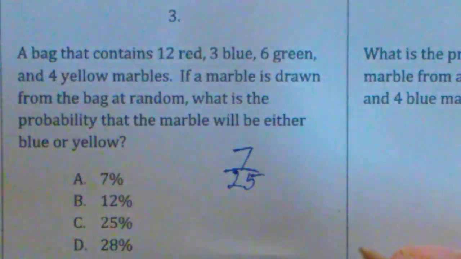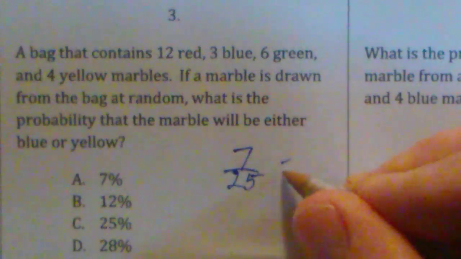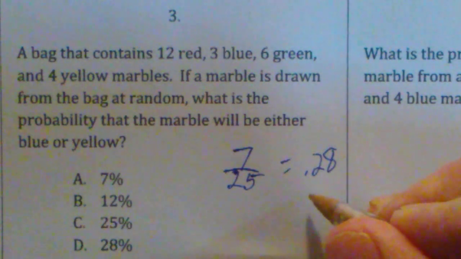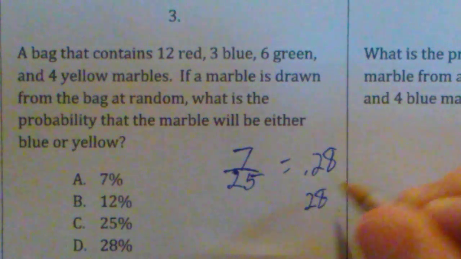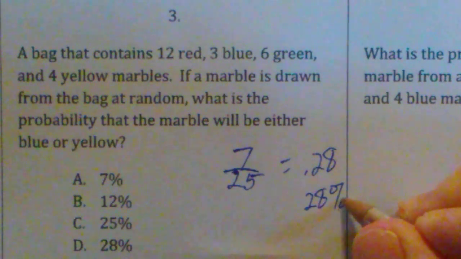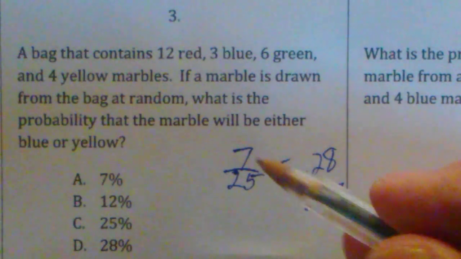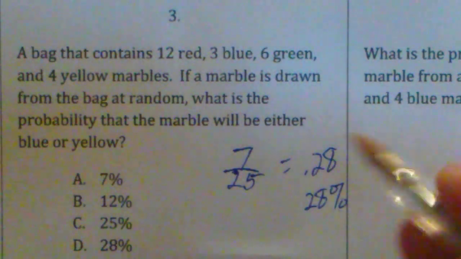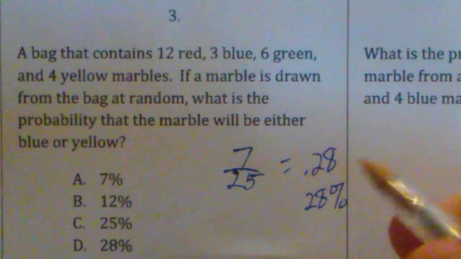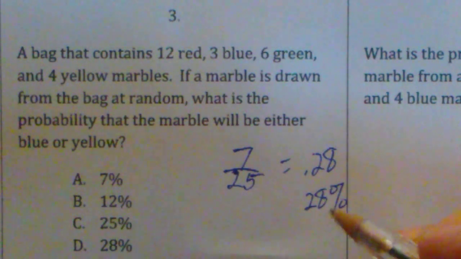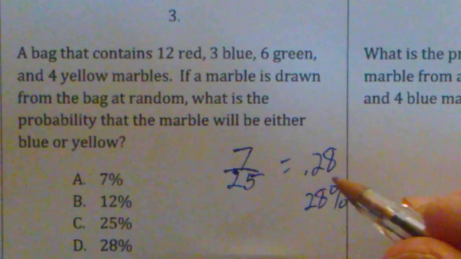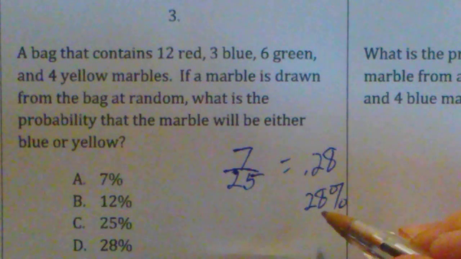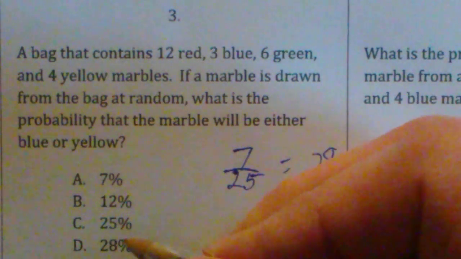Now, if you put this in your calculator, you're going to end up with what? 0.28, which is also 28%. Now, it depends on how they write the answer. If they write it as a fraction, well, then you're done here. But you can see they used percent. So you would use your calculator and get 0.28. And remember, 0.28 is equal to 28% because 0.28 is 28 hundredths and percent is hundredths. You can move your decimal point 2 places to get the percent, 28 hundredths. And there it is, D.